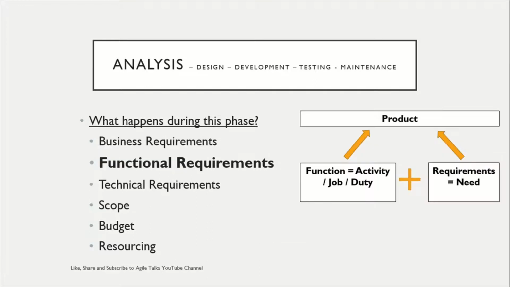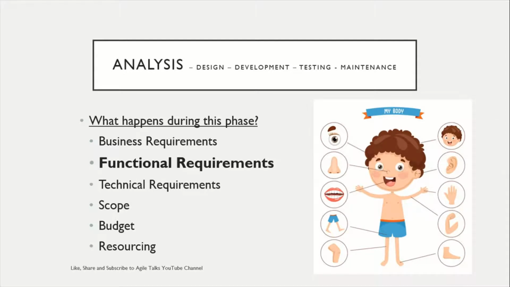So now the next thing is the functional requirements. Again, let's break down function and requirements. We all know what requirements is, and function is nothing but an activity, job, or a duty, right? Let me give a simple example of a human body. We have many organs and parts that have unique, different functions, right?